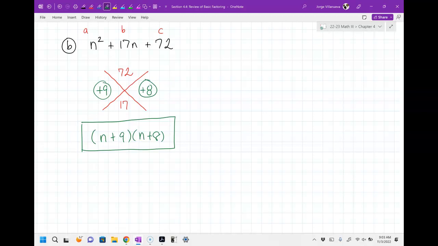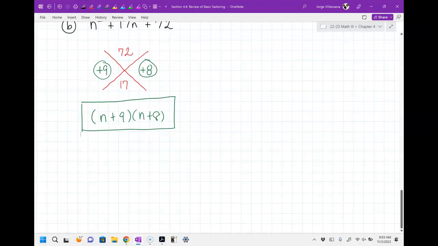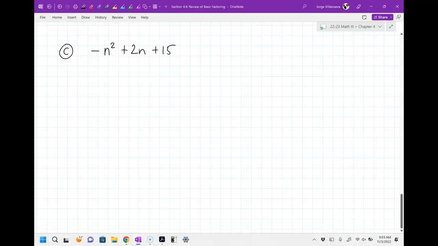All right, now let's make it a little bit different here. Let's change things up. What if I did negative n squared plus 2n plus 15? So now a is no longer 1, right? a is negative 1. That means I'm going to have to divide by negative 1 at the end. Okay, here's my a, my b, and my c.